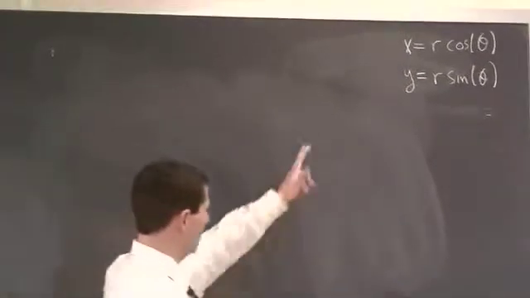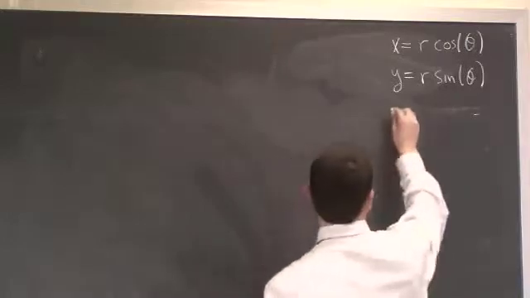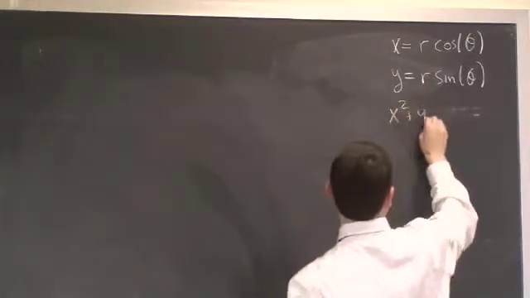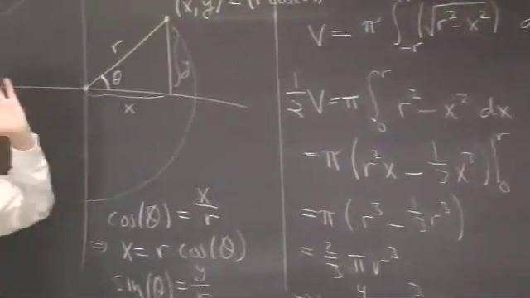And, well, a couple other useful formulas here that you can get from just the triangles we've drawn. First, what is x squared plus y squared? So x squared plus y squared equals r squared, right? So it's the Pythagorean theorem.